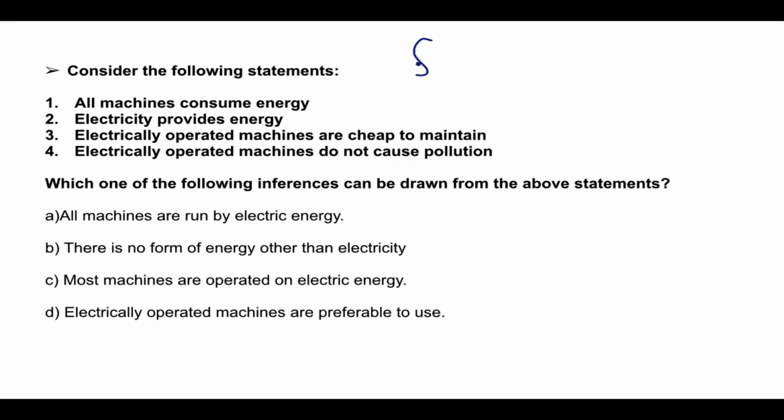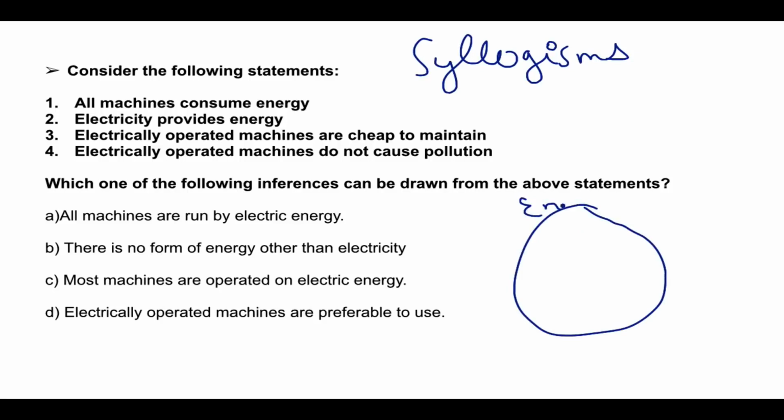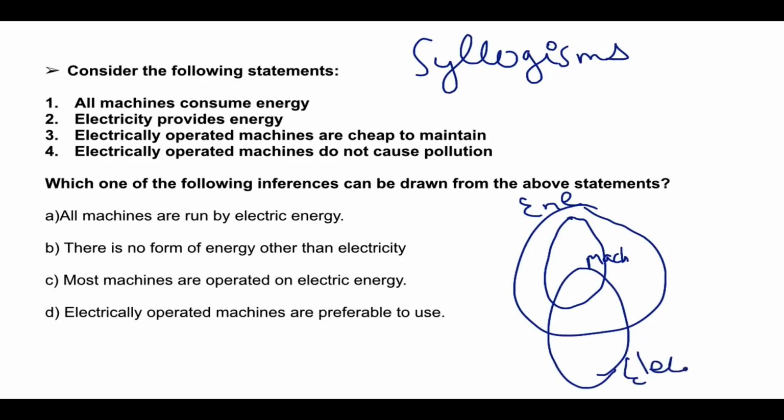This is a question of classic case of syllogisms. It's very simple to solve. Let me see. All machines consume energy. So this is energy, and within it will come machines. Now, electricity provides energy. So some part of energy, and well, machines, will be provided by electricity. Electrically operated machines are cheap to maintain, and they do not cause pollution.